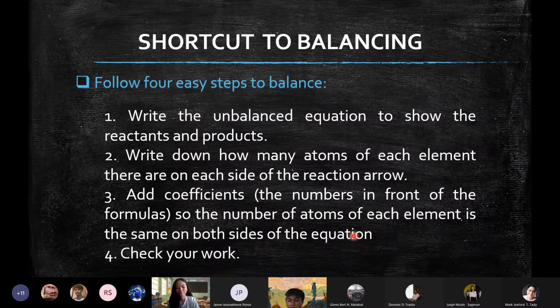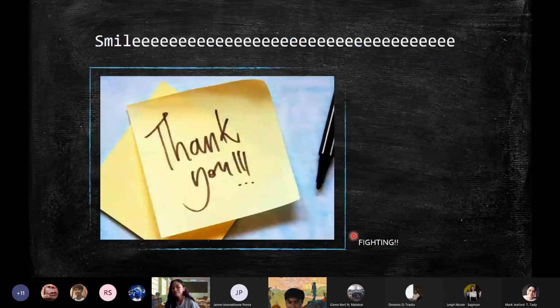So in order to arrive at a perfect work, you need to check your work, if not once, two times.